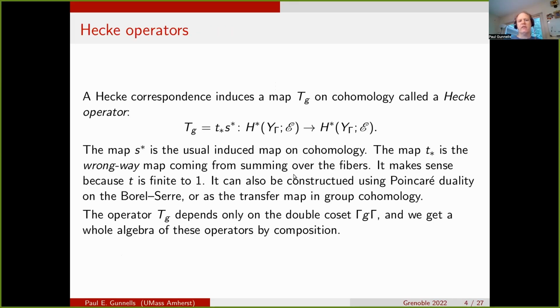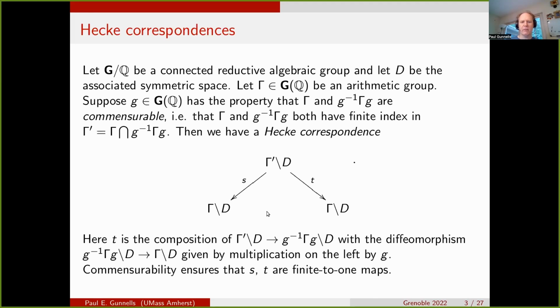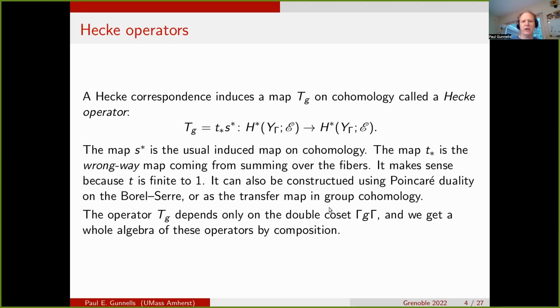So the correspondence like this, it's really a pair of maps from this big thing to this small thing, induces a map on cohomology, and this is the Hecke operator. So it's the composition. Basically, if you look back at this diagram, you want to start with a class over here and pull it up to here and then push it back down to here using these two maps. So you can do that with S star because it's cohomology, so it's contravariant, so it's easy to go in the direction that you want.